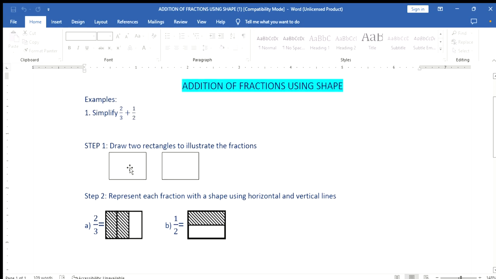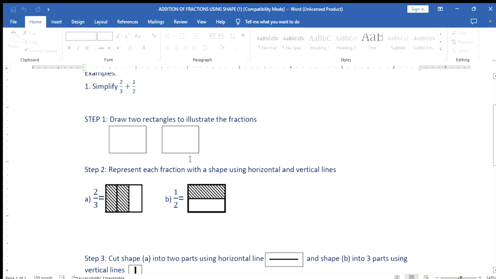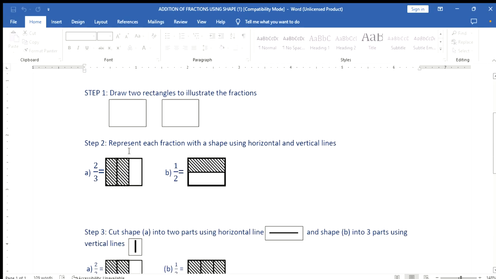We have two shapes. You can see the two shapes here. Look at the two shapes. That's the first step. Then the second step: we represent each fraction with a shape using horizontal and vertical lines.